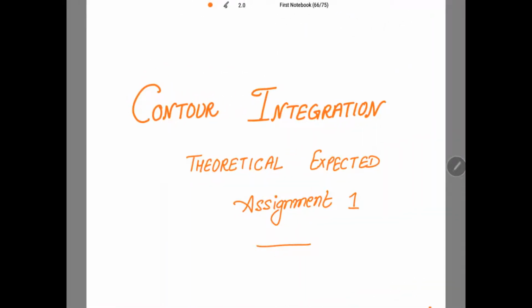Hi guys, today I'm going to start some theoretical expected examples on contour integration. Very important. So let's go for it.